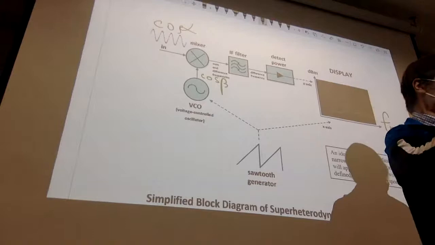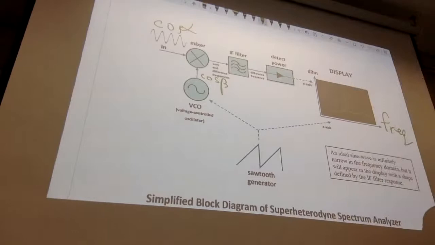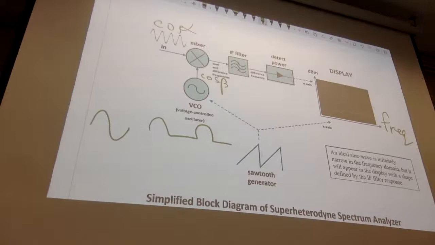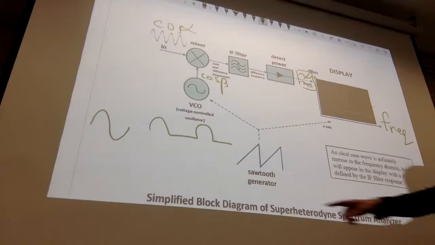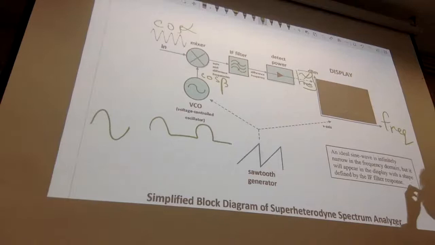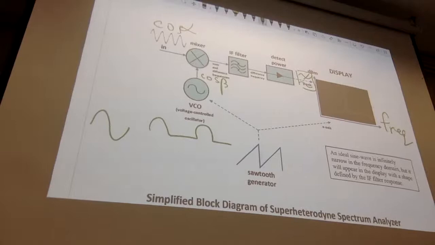Question, Michael? Yeah, I'm just curious, how does a diode detect power? Diode. Okay. Average. So there's a little averaging filter. Oh, okay. Cool. Thanks. I covered myself by saying simplified. Good question. Yeah, for example, there's not just one IF filter, there could be a bank of them. It could be programmable. There's all kinds of extra features, but this is the bare bones.